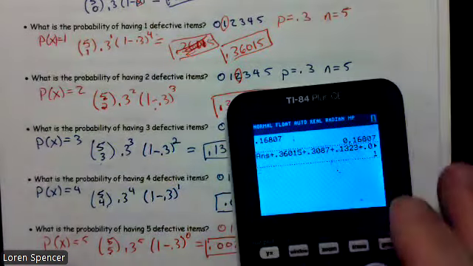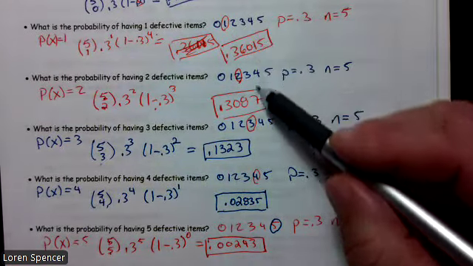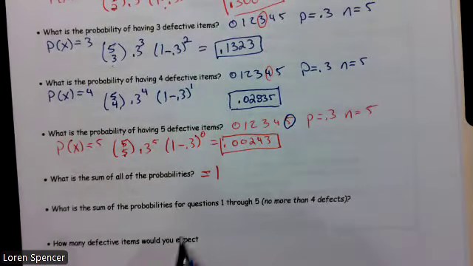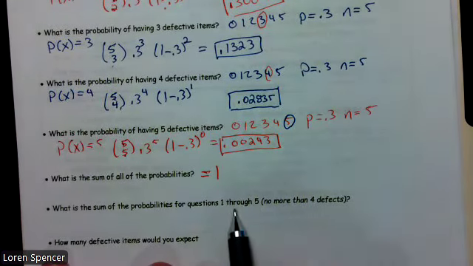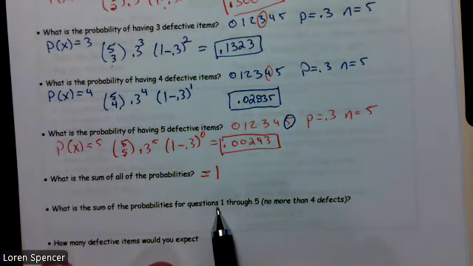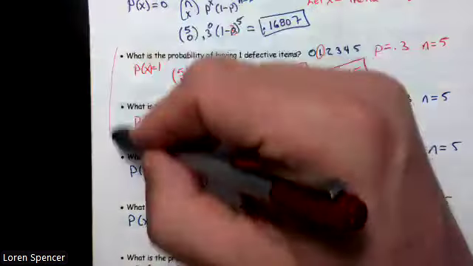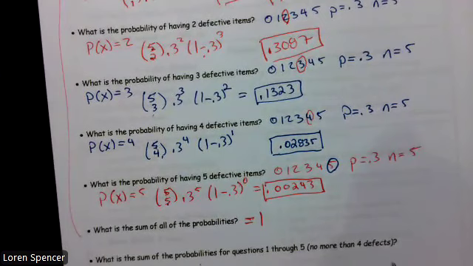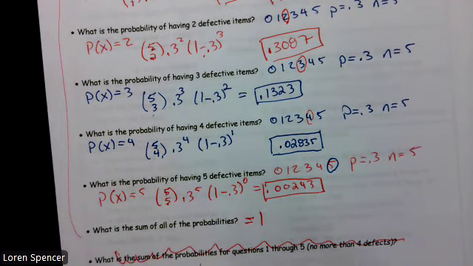Now, there's actually a place on the calculator where we could do something to show that, but for the time being, we can just say, hey, the sum of all those things equals 1. Valid probability distribution. Pretty cool. So what is the sum of the probabilities of questions 1 through 5, which means no more than 4 defects? All right. So in this case, we're leaving off the probability of 0. So we're going to skip this one. I don't think this is one I want to deal with in this video because it's a different problem.